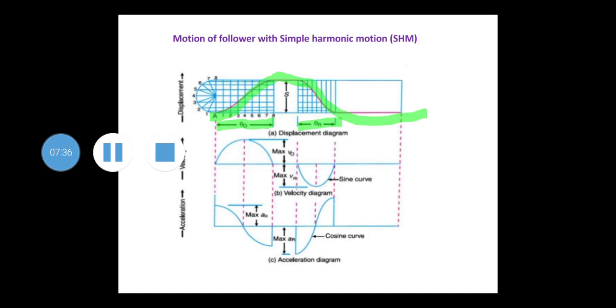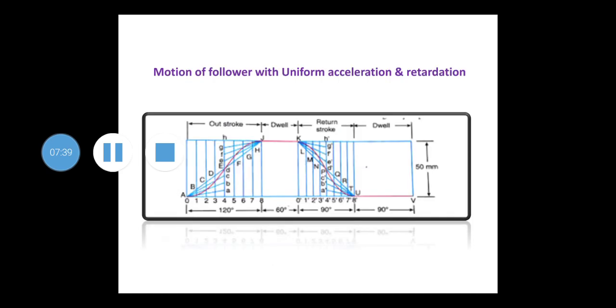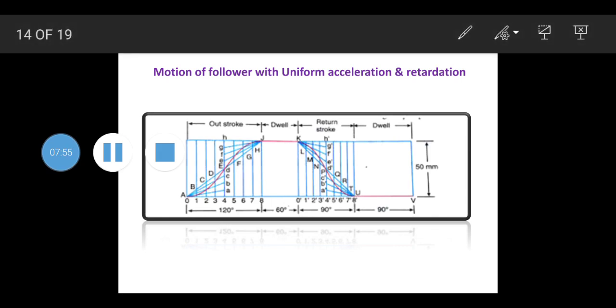Now let's see the next one, that is motion of the follower with uniform acceleration and retardation. In this we have taken various degrees. Once again here also we will choose a scale and draw a line according to the scale. If we are taking 1 centimeter equals 20 degrees, then the total is 18 centimeters for 360 degrees.